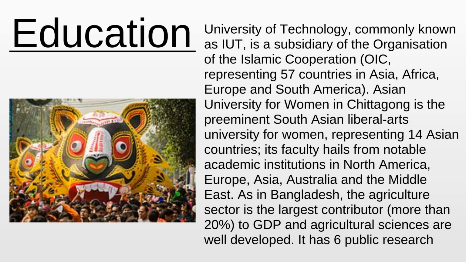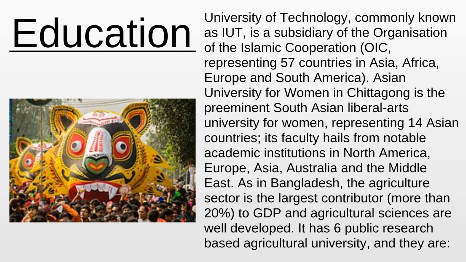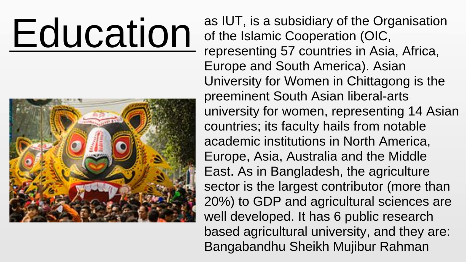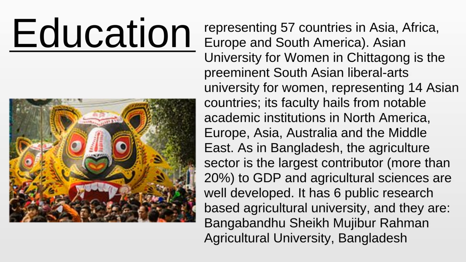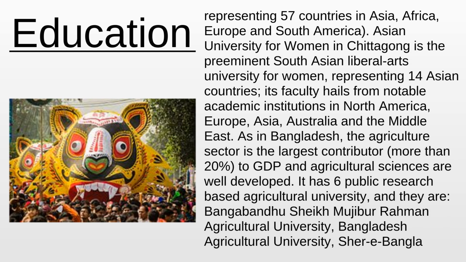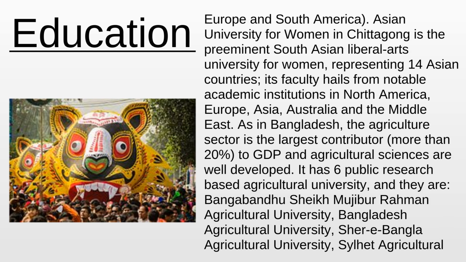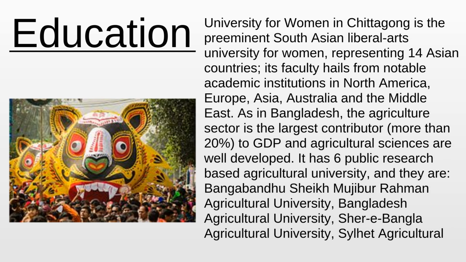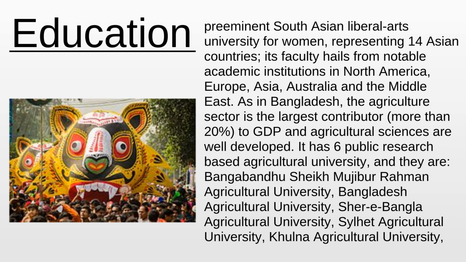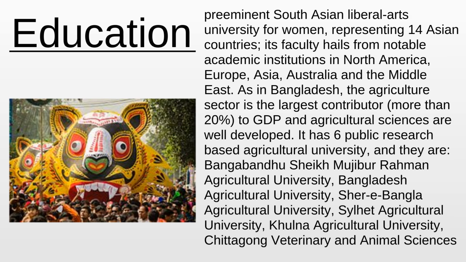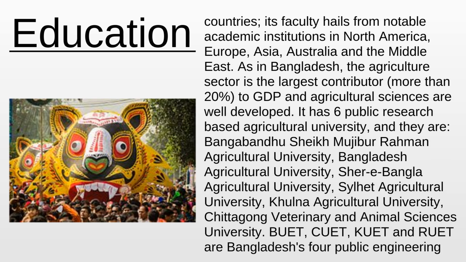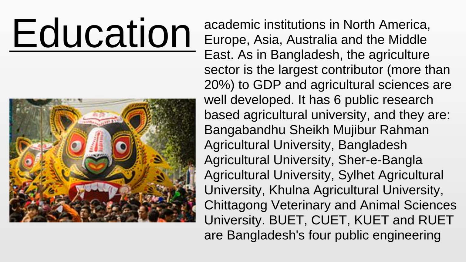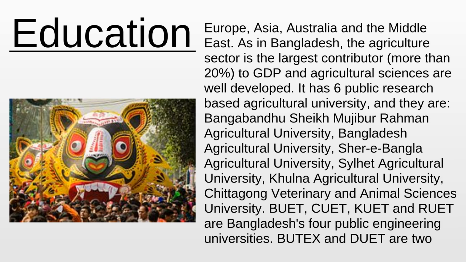Islamic University of Technology, commonly known as IUT, is a subsidiary of the Organization of the Islamic Cooperation, OIC, representing 57 countries in Asia, Africa, Europe and South America. Asian University for Women in Chittagong is the preeminent South Asian liberal arts university for women, representing 14 Asian countries. Its faculty hails from notable academic institutions in North America, Europe, Asia, Australia, and the Middle East.